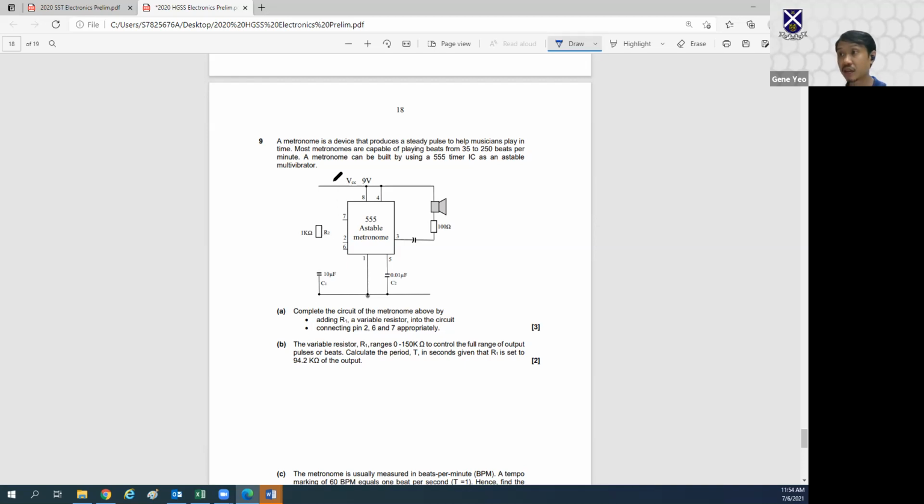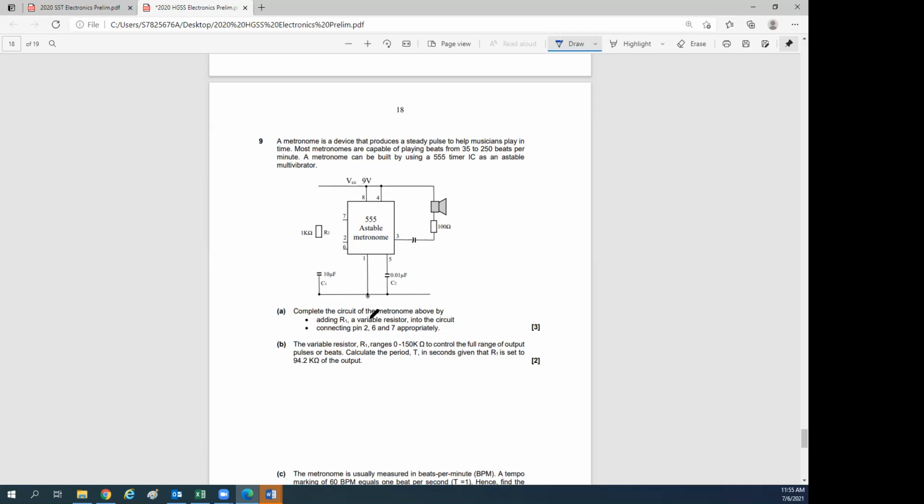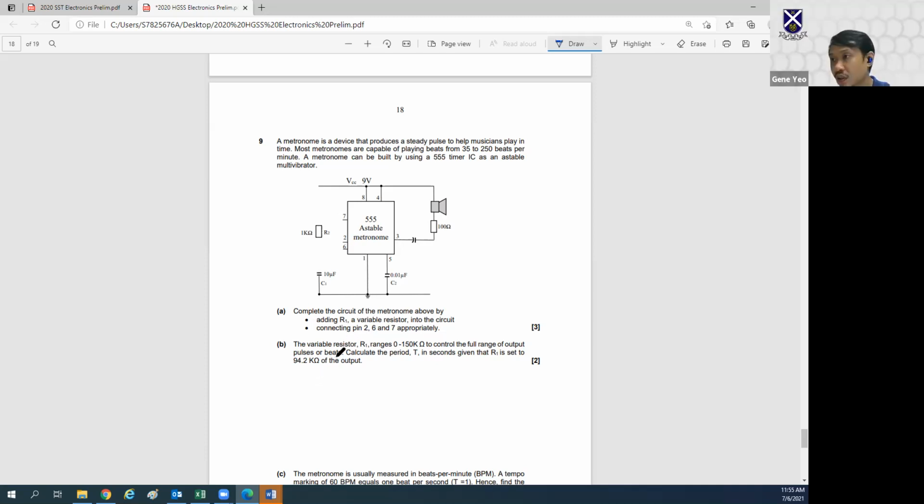Okay, so a metronome is a device that produces a steady pulse to help musicians play. So a metronome plays beats from 35 to 250 beats. It can be built using a 555 IC. Complete the circuit of a metronome by adding R1. So just part B. The variable resistor R1 ranges from 0 to 150.